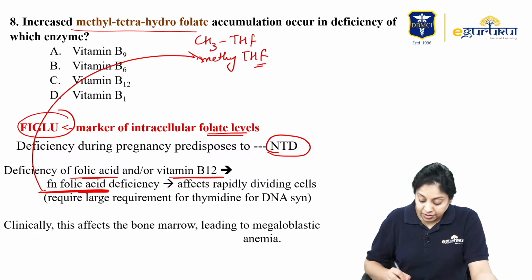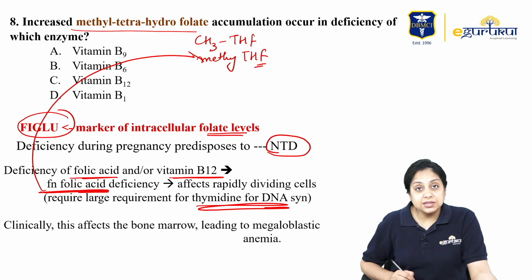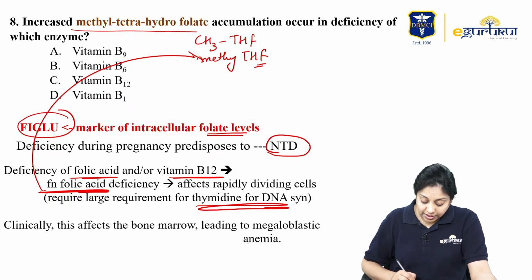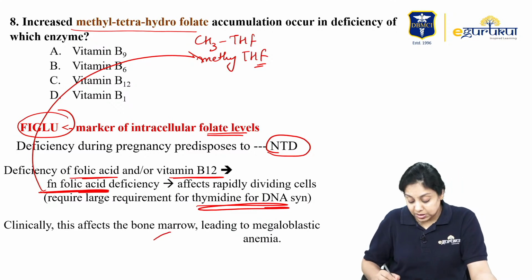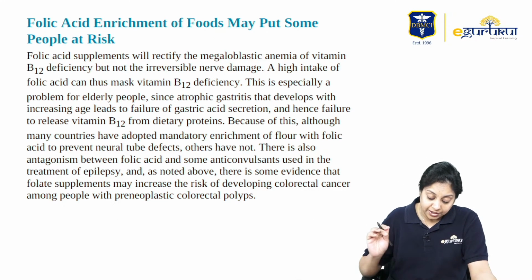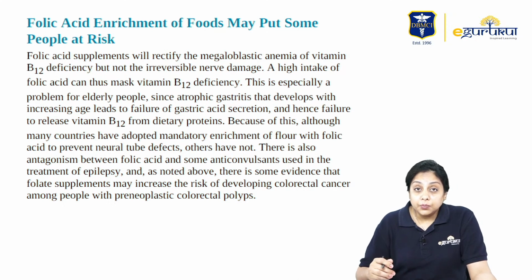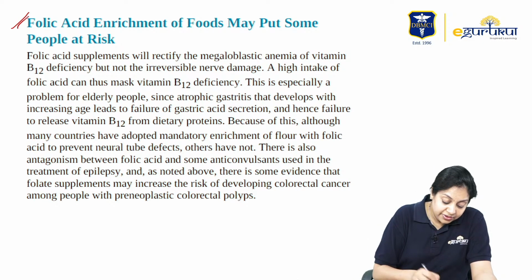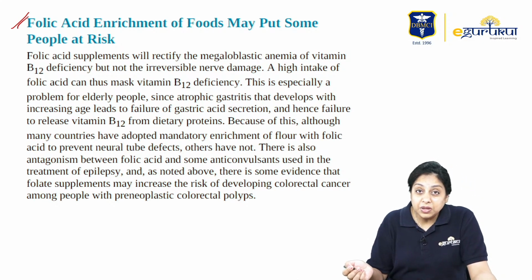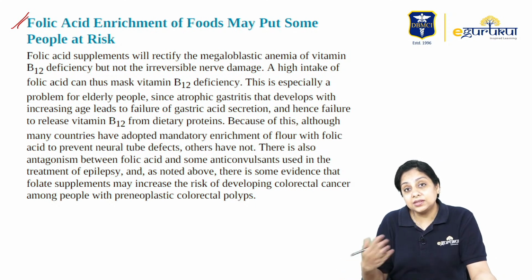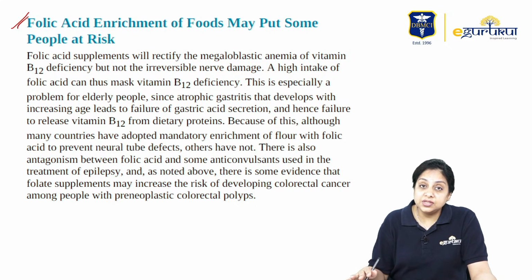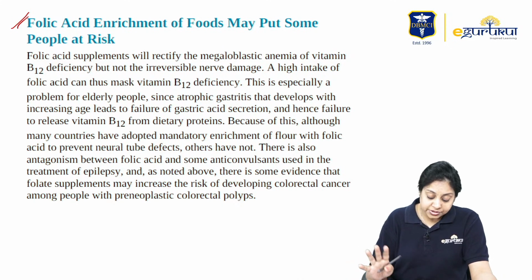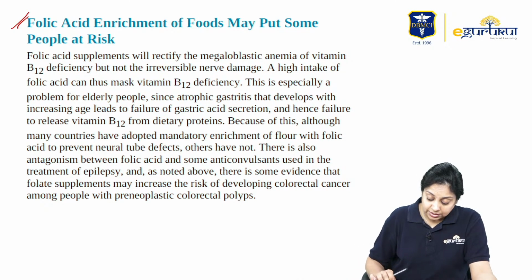Why? Because where do we need it? For DNA synthesis we need the folate, which we have discussed in molecular biology also, right? Also, it affects the bone marrow and it leads to megaloblastic anemia. This is another well debated question: if people take folic acid in excess in the diet, that is also dangerous. You can pause this and read it maybe later.